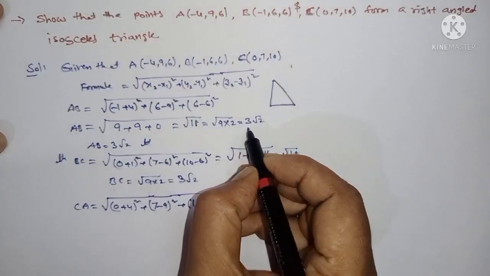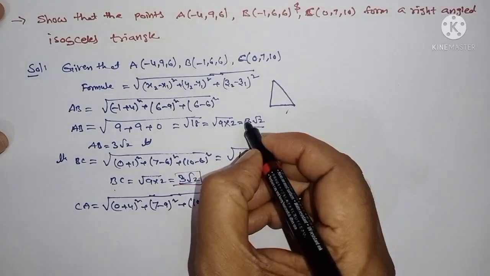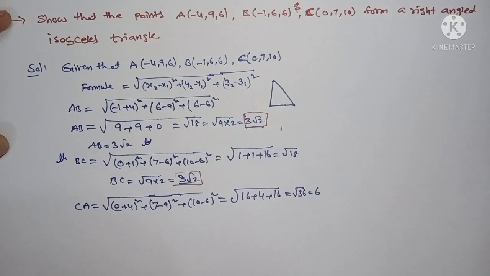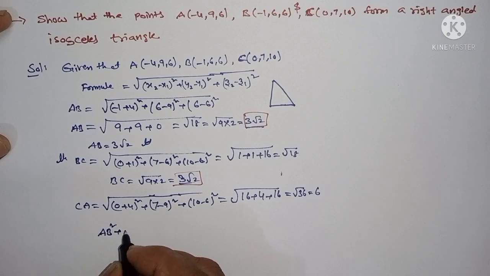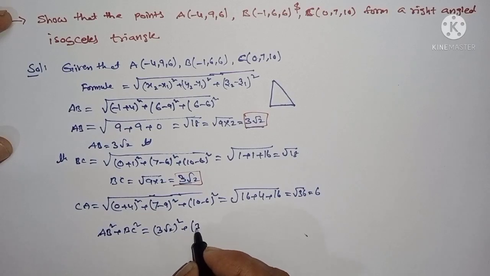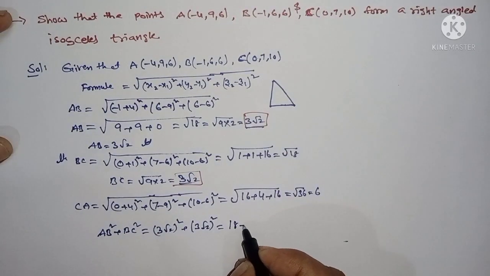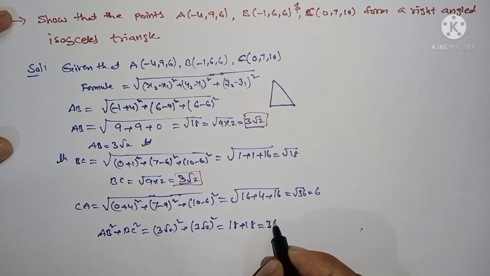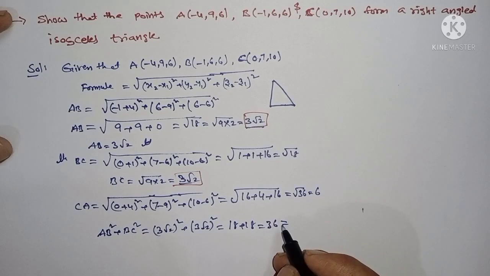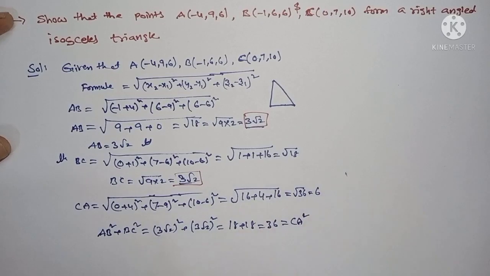You can observe here these two sides are the same. I can write here AB square plus BC square. How much is it? 3 root 2 whole square plus 3 root 2 whole square is nothing but root 18 whole square, which is 18, plus 18 is equal to 36. That is equal to root 36, which is nothing but CA square, that is 36 only.